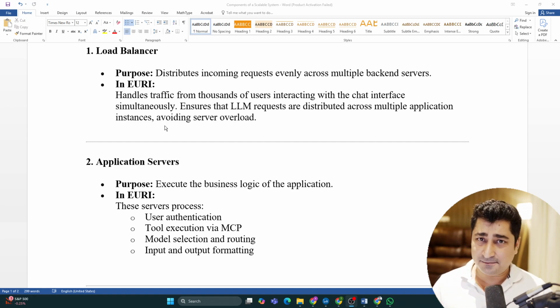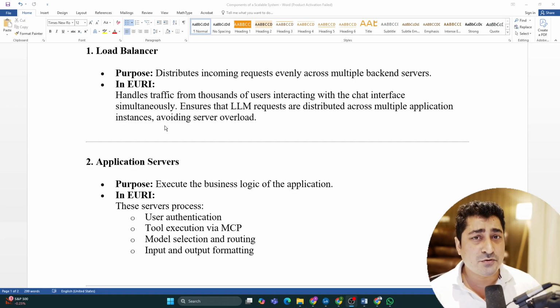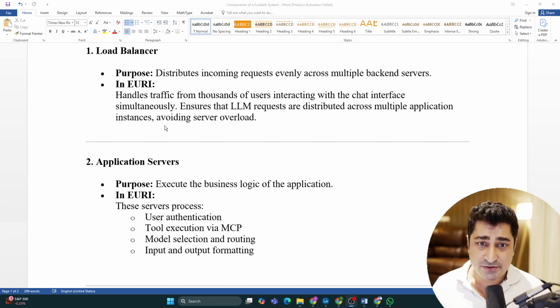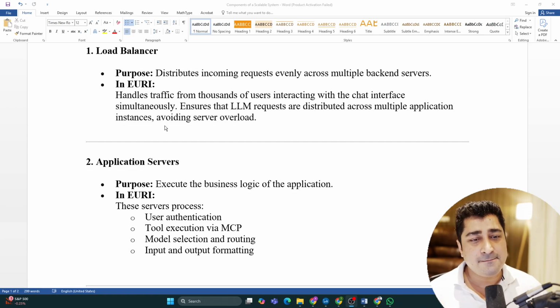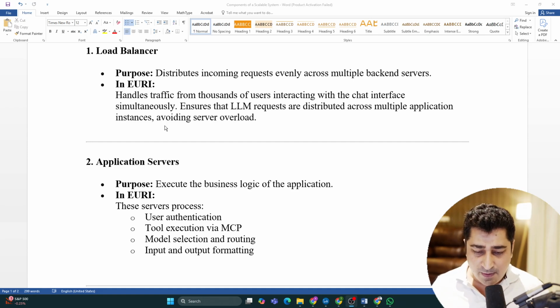Because in the backend, there is a system where it is supposed to do a computation. It is supposed to generate the answer, right? A major part is basically computation. Now, this is where the load balancer comes into the picture. Now, what is this load balancer?